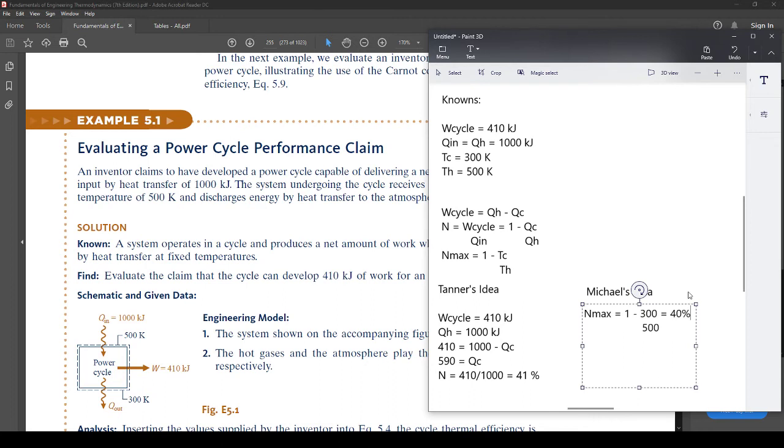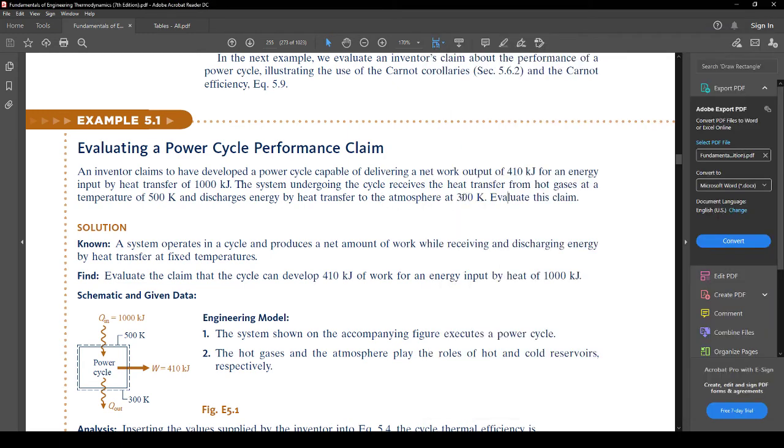Guess what I got. So, Michael, tell me something here. Is this guy a dirty, no good, rotten liar? It has to be considered 41%, is that correct? Yes. We got 41% on his cycle, and the maximum value we can achieve with those two temperature reservoirs is 40%. So this guy is a liar.